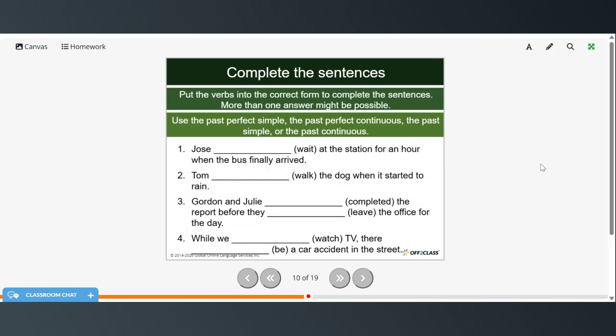Now put the verb in the correct form to complete the sentences. More than one answer might be possible. Use the past perfect simple, the past perfect continuous, the past simple, or the past continuous. And you can pause the video, try these on your own, and then restart when you're ready to check your answers.